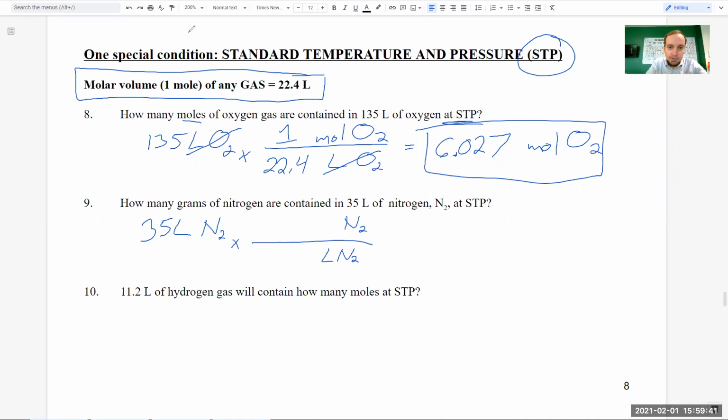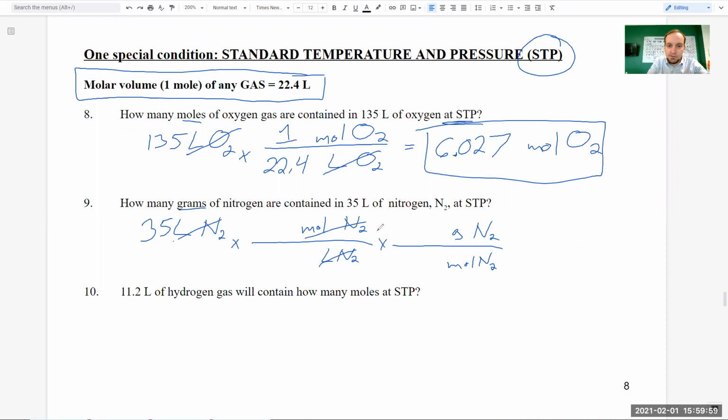So to do this, I'm going to have to first go into moles, just like number 8. That is not going to get me all the way to my finish line, so I'm going to have to do one additional step. I'm going to put moles of nitrogen down here, and then I can go from moles into grams because, again, we've been doing this for months.